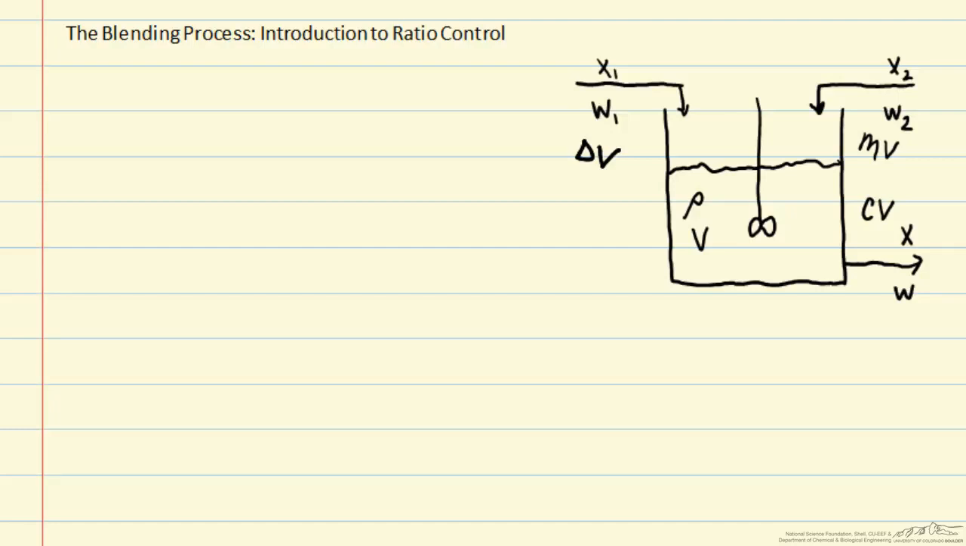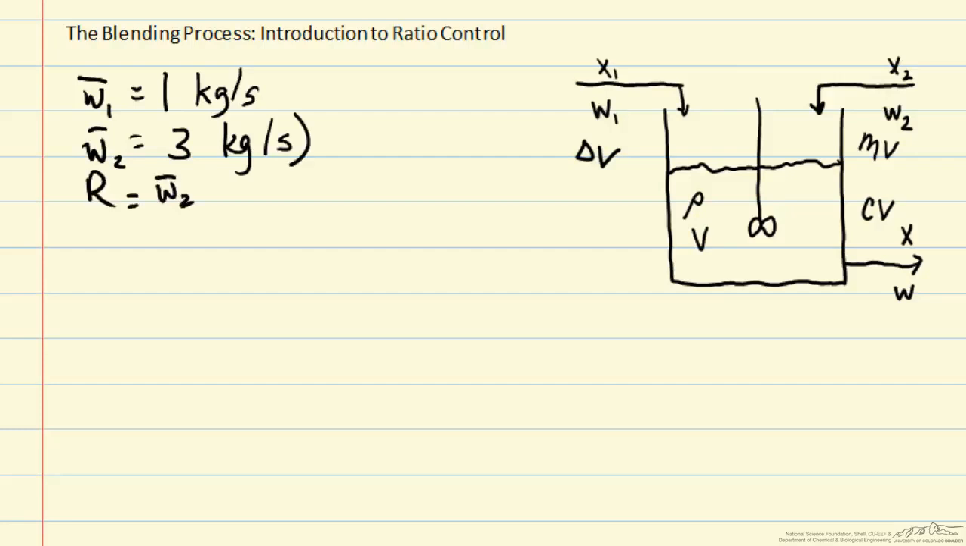Ratio control is used to hold two streams in a fixed ratio. So in the blending process we've been using, the mass flow rate of stream 1 is 1 kilogram per second, and the mass flow rate of stream 2 is 3 kilograms per second. So the ratio W2 bar over W1 bar is 3. The idea is that the disturbance variable might change. W1 might change, but then we should change W2 to hold that ratio fixed at 3 so we don't appreciably change the composition in the tank.